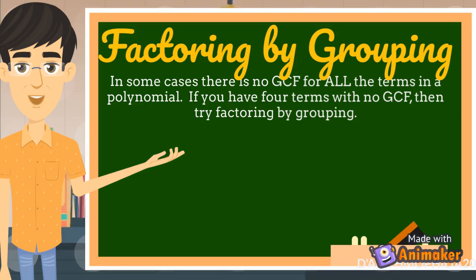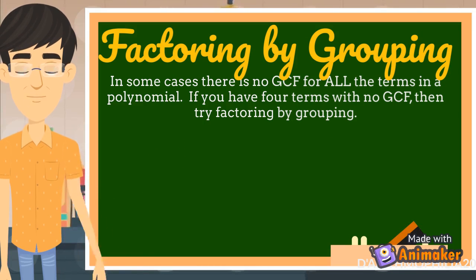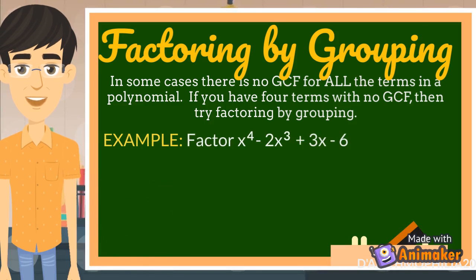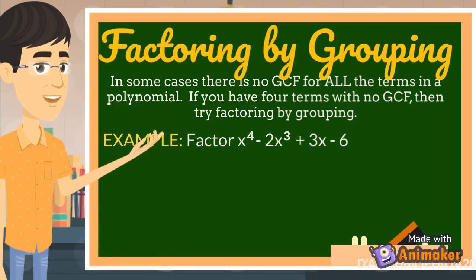The last technique we will discuss is factoring by grouping. In some cases there is no GCF for all the terms in a polynomial, so we can use this technique. For example, factor x raised to 4 minus 2x cubed plus 3x minus 6.